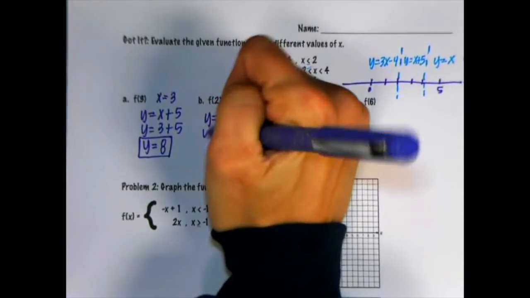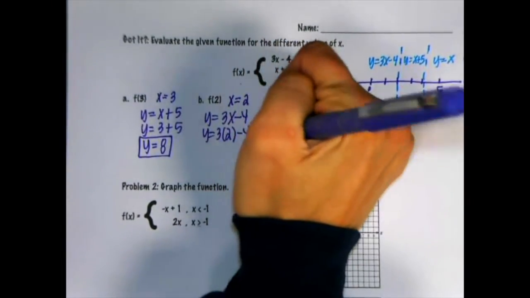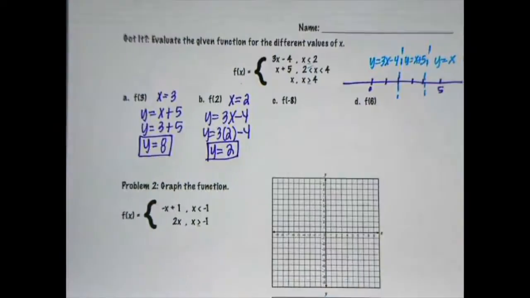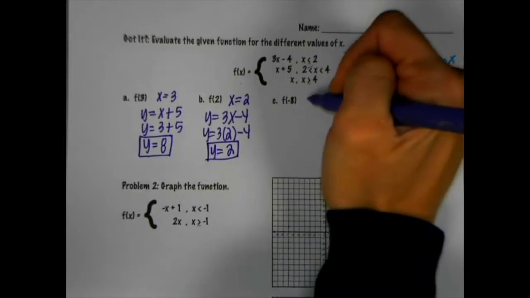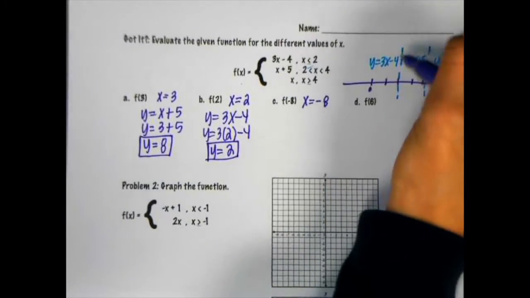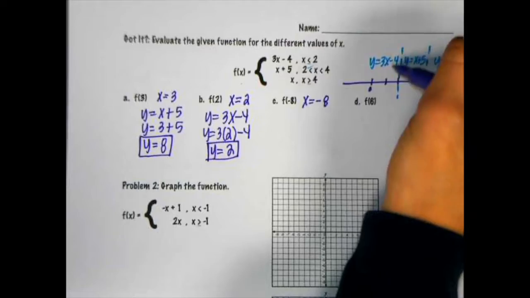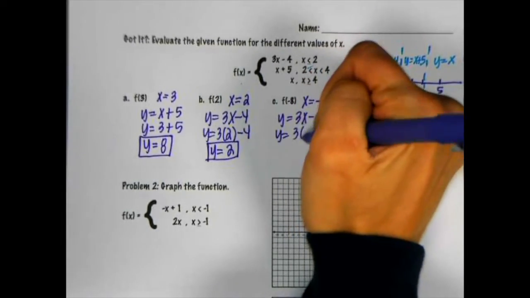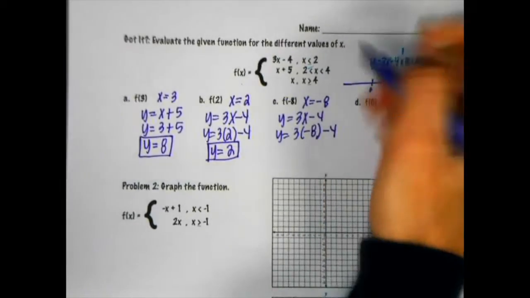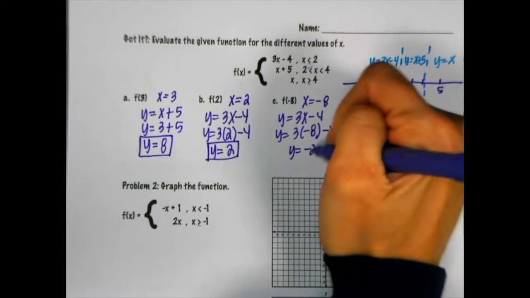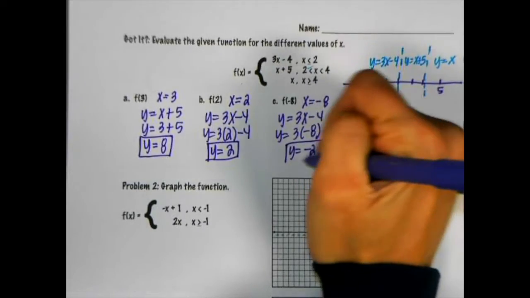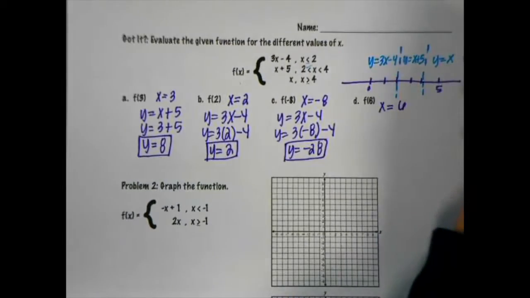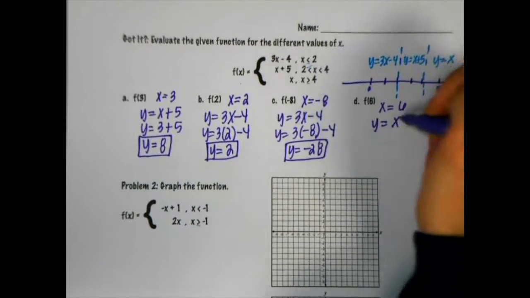We plug the 2 in. So what's that going to equal? Y equals what? 2. All right, and then x equals -8. Is that going to be in the first, second, or third? First. And what's y equal there? Yeah, -28. And then x equals 6. Is that in the first, second, or third? Third. So use y equals x, so it's just y equals 6.